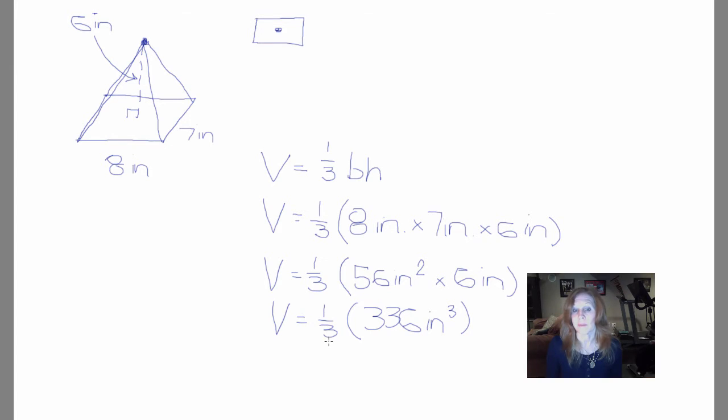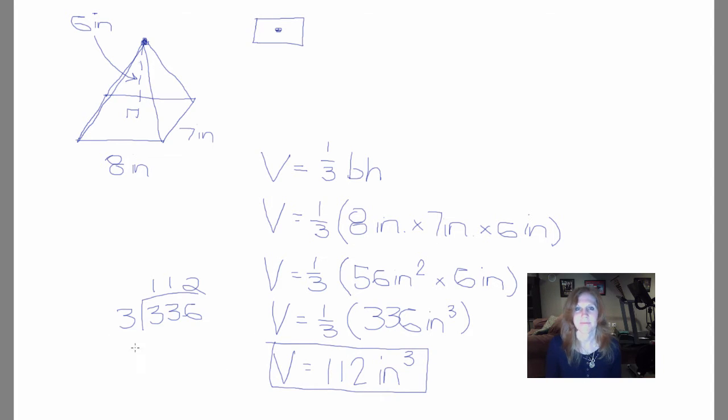And you could multiply 1/3 times 336 over 1, but you can also just divide 336 by 3, and that gives us 112. So our final answer is 112 cubic inches, and I'm going to box that because that is our final answer. And we just found the volume of a rectangular pyramid.